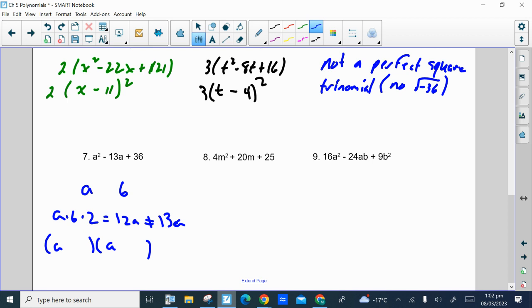Most of the time when we factor a trinomial, there's two binomial factors. The front terms have to multiply together to get a squared. And the last numbers multiply to get positive 36 and add to get negative 13. That would be a minus 9 and a minus 4. Negative 9 times negative 4 is positive 36. And when you add negative 9 and negative 4 together, you do get negative 13.